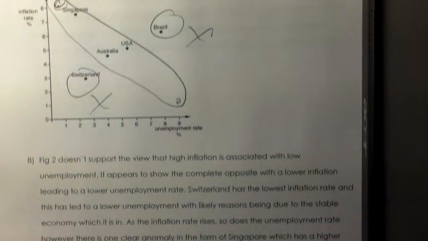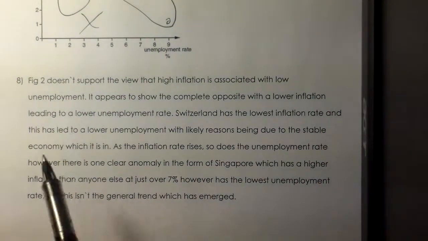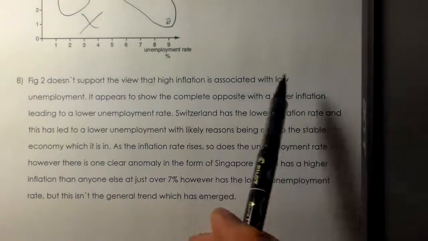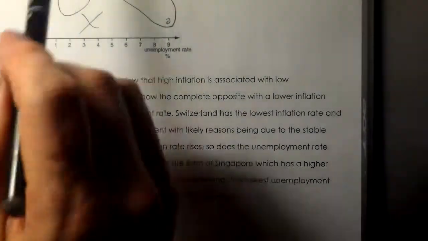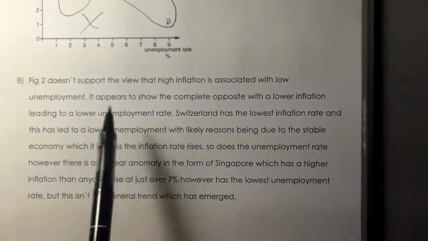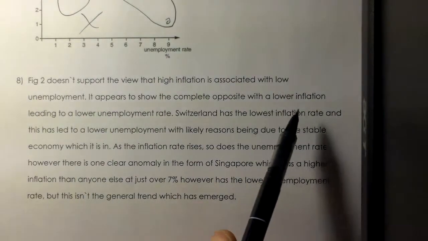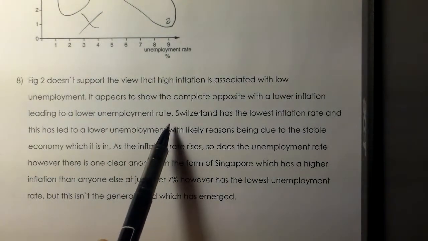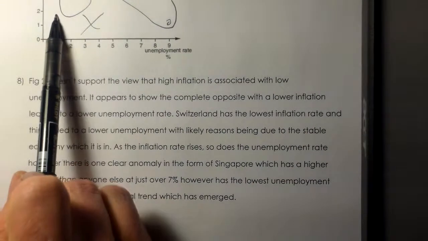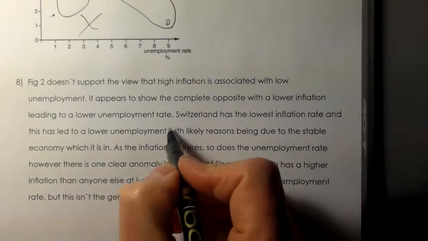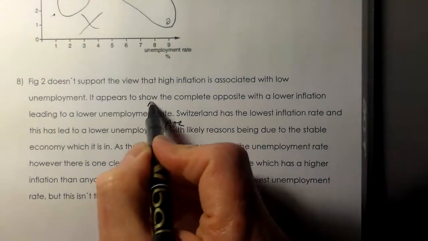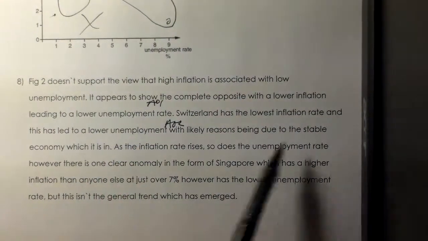Now, in the answer itself that's given, it says figure 2 doesn't support the view that high inflation is associated with low employment. So there is a judgment made, which you would have to do for this table, but it says it appears to show the opposite, with a lower inflation rate leading to a lower unemployment rate. So low inflation, low unemployment, Switzerland, so that's kind of saying no. So we've got an example there of AO2. We do have a judgment there.